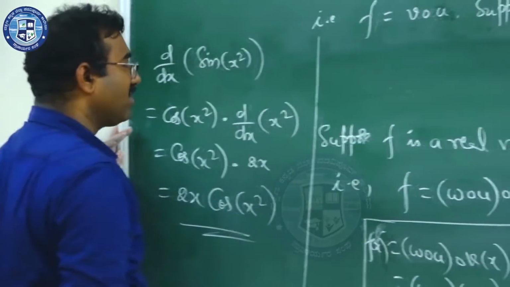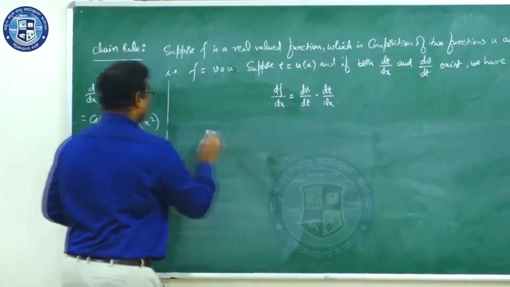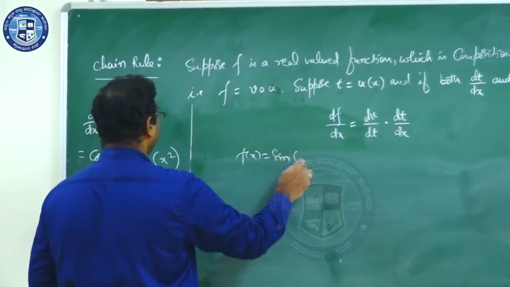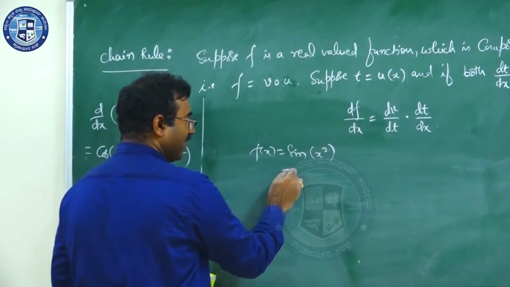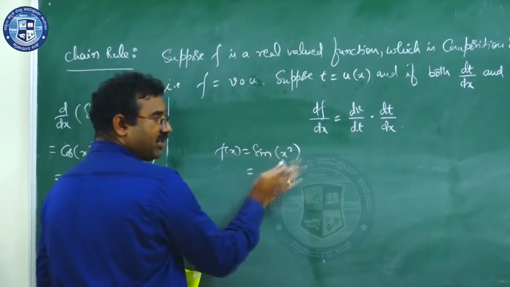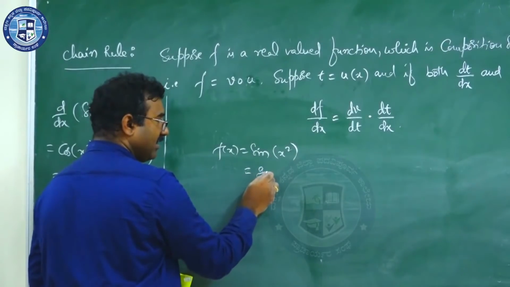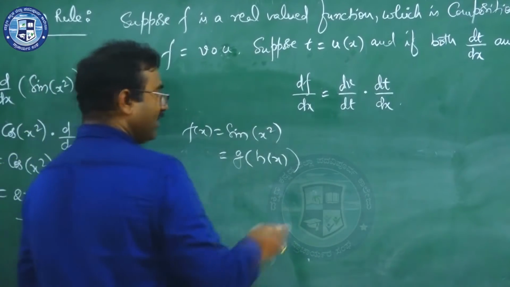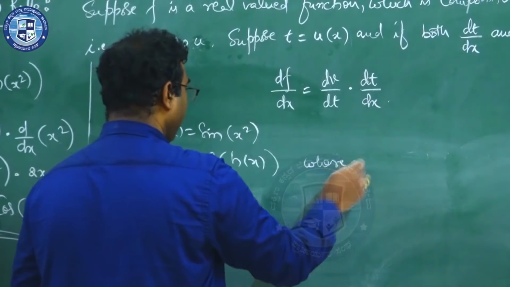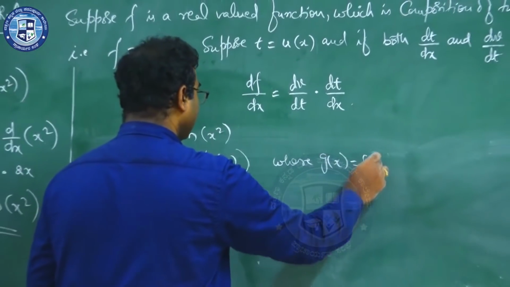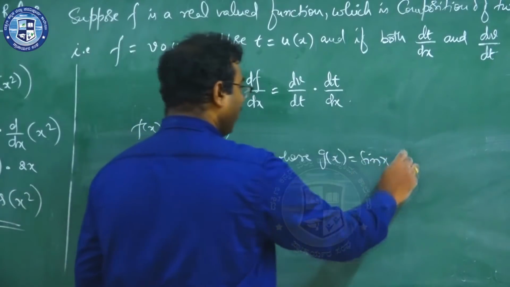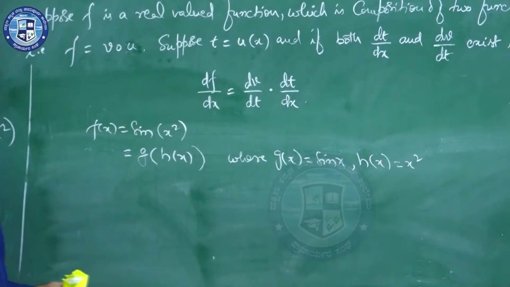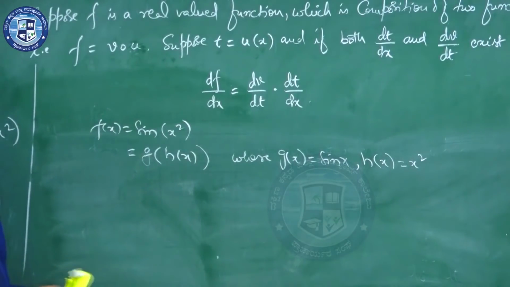But if you want to work like this, I will tell you that also. See that here f(x) is equal to sine of x square. We can write this as a composition of two functions. Suppose I take this as g of h of x, where g of x is sin x and h of x is equal to x square.